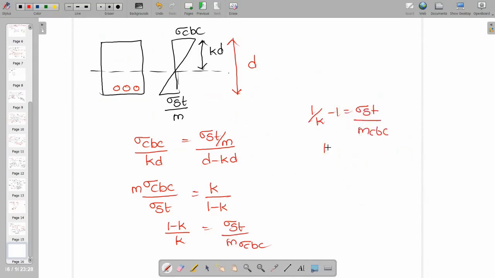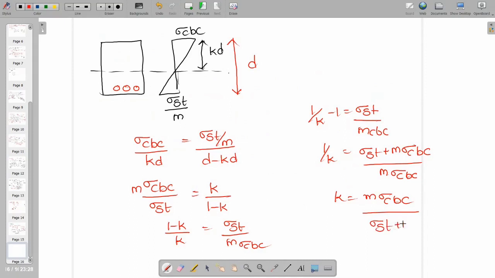1 by k is equal to sigma st plus m sigma cbc upon m sigma cbc. So k is equal to m sigma cbc upon sigma st plus m sigma cbc. This is a constant. Are you getting me, sir?